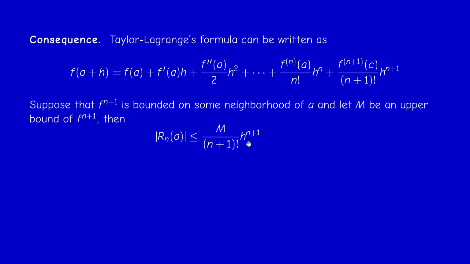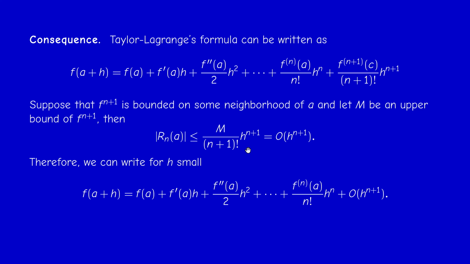This is the absolute value of h. So I get the same remark. The remainder in Taylor-Lagrange is the big O of h^(n+1). Okay, provided the (n+1)th derivative is bounded, which was automatic in Taylor-Cauchy, but it's not automatic here, so I have to assume it.